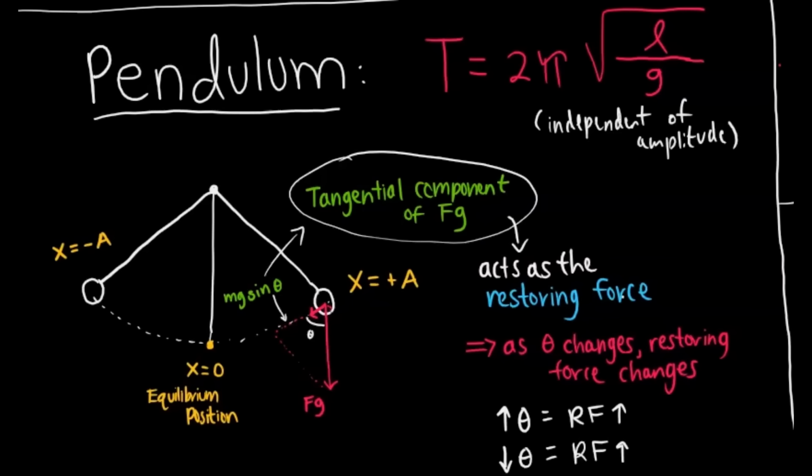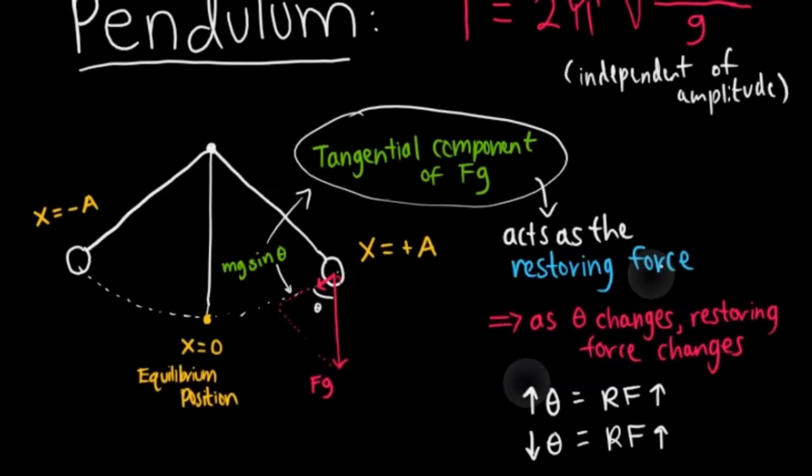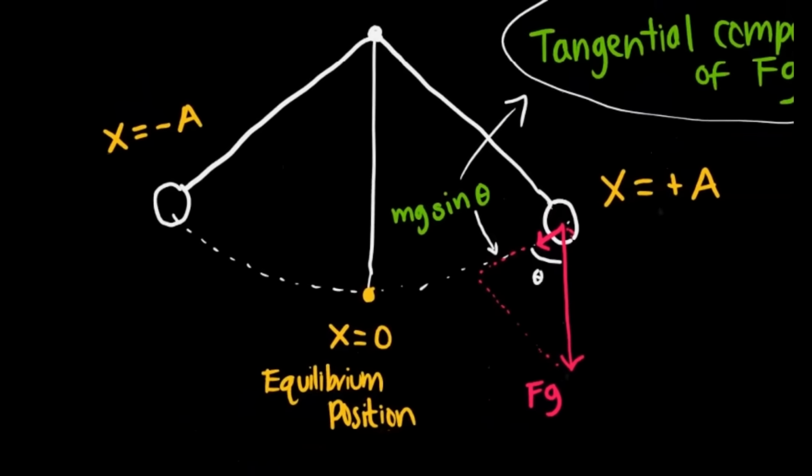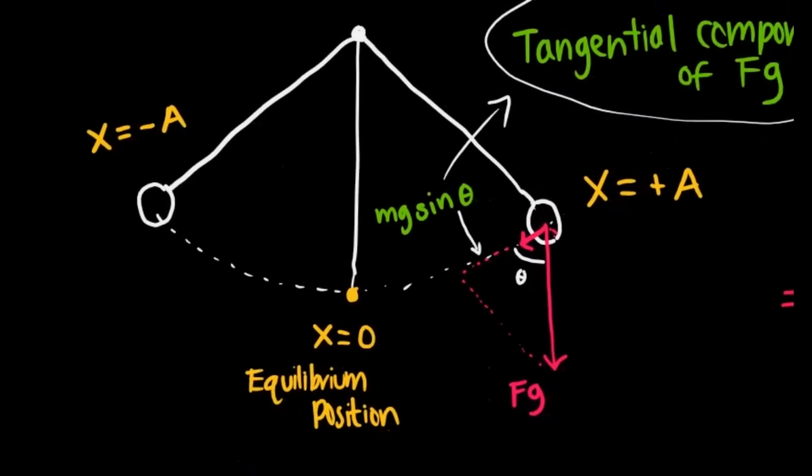So something to know about the equation is that it is independent of the amplitude, right? If you zoom in on this ball, we can see that the restoring force is the tangential component of Fg. And this is the force right here. You can see that mg sin theta is what gives you that tangential force. And that's going to push that pendulum back towards its equilibrium position.